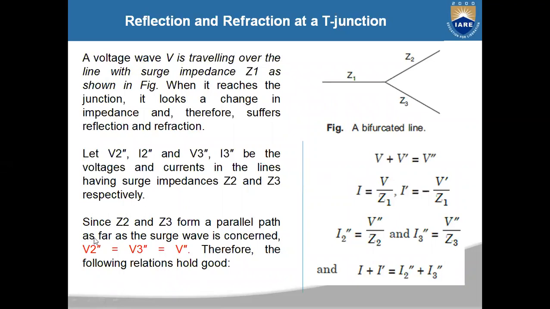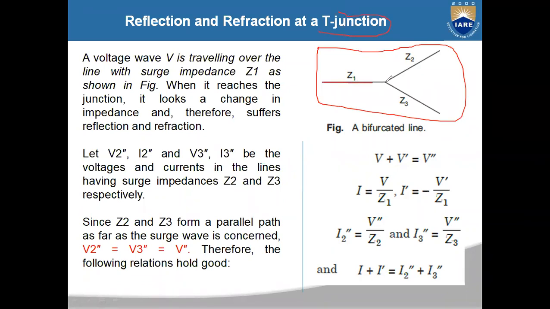Now let us take another case: the reflection and refraction coefficient of a line which is terminated with a T junction. So here we are going to take one T junction.